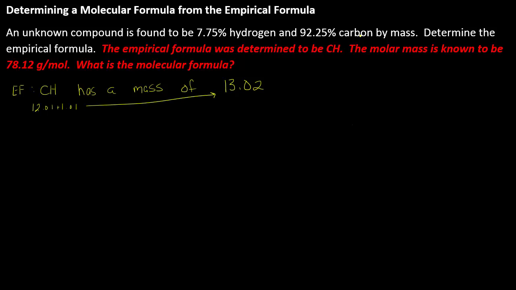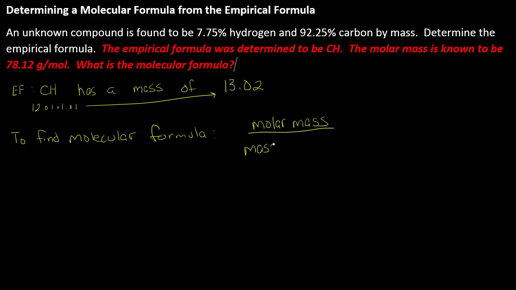So first of all, when I get something like this, I take my empirical formula and I say, well, what's the mass of the empirical formula? If the empirical formula had the same mass as the molecular formula, I'm done. But as I can see here, CH has a mass of 13.02, which I get from adding up the 12.01 and the 1.01 from the carbon and the hydrogen.